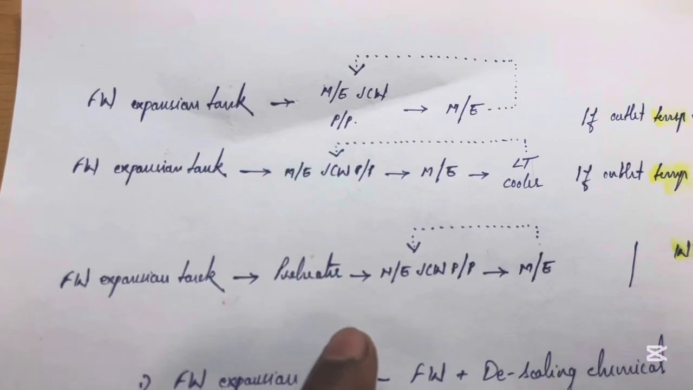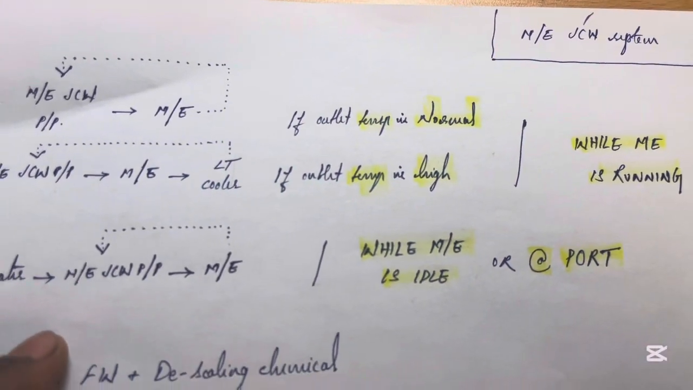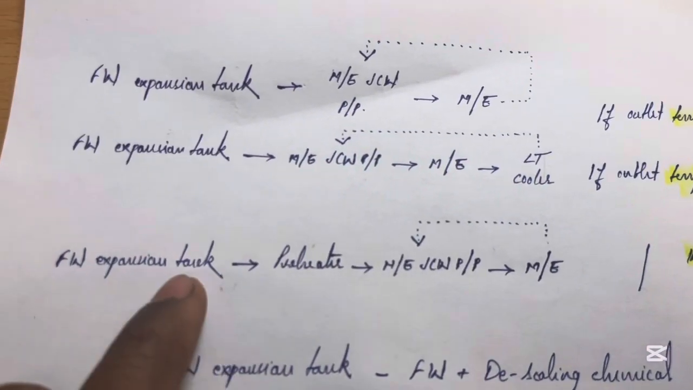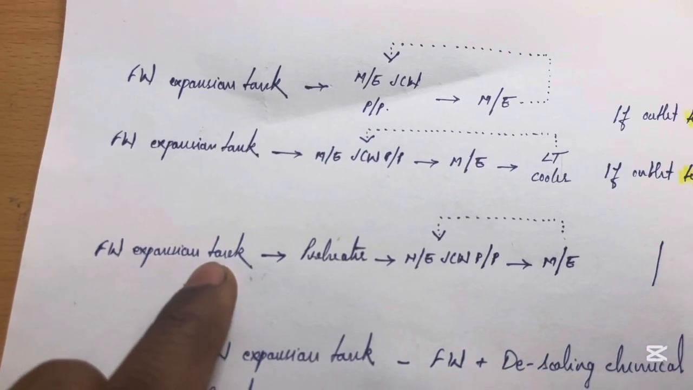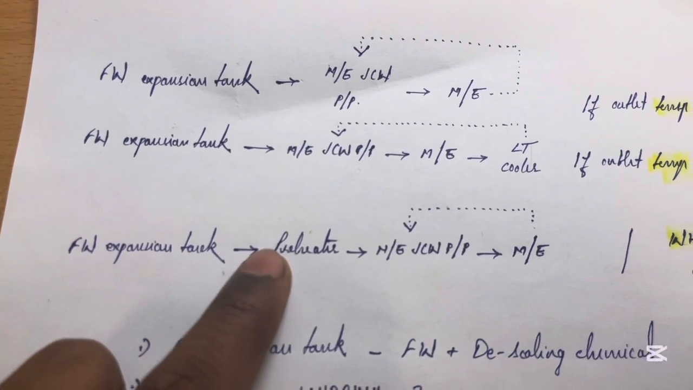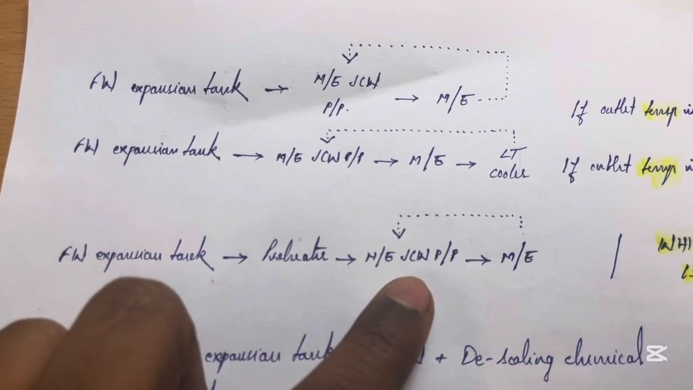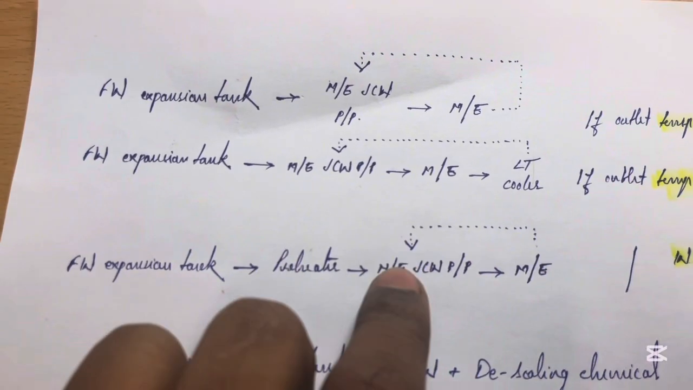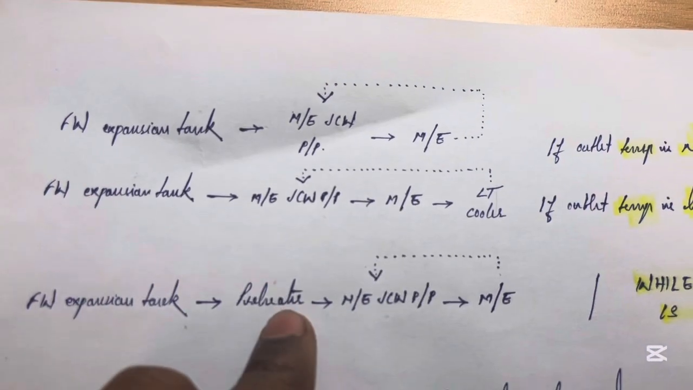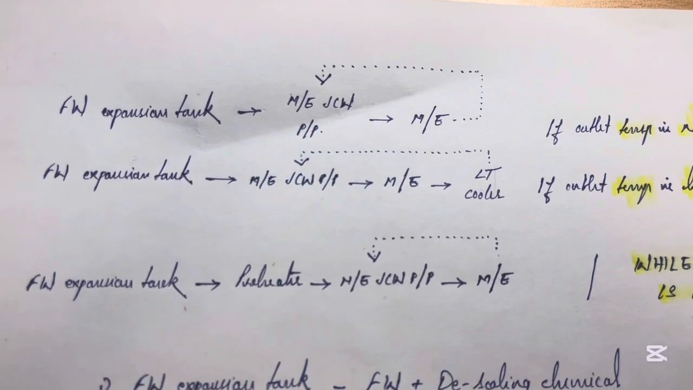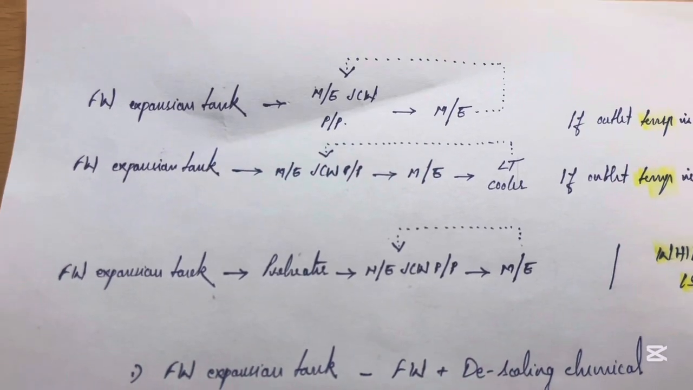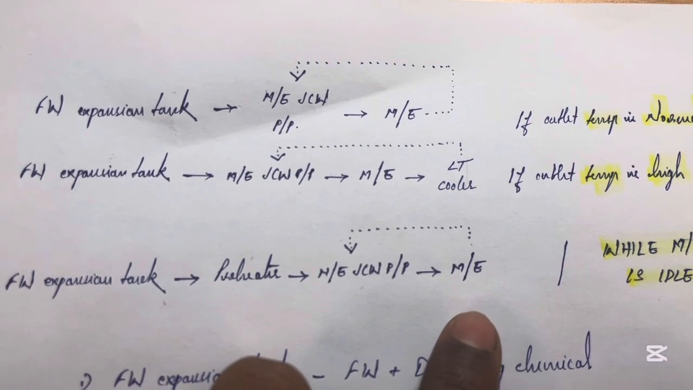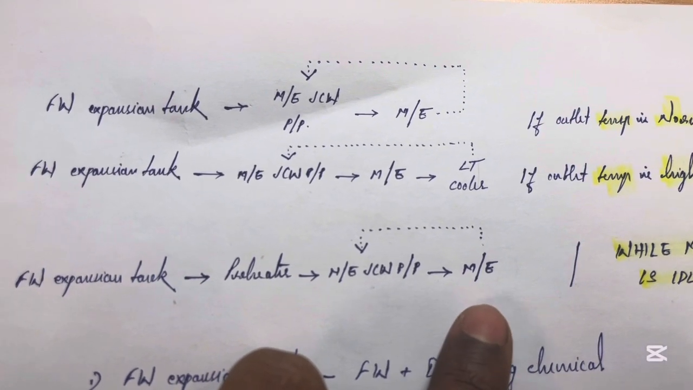Whereas when the main engine is idle, when the engine is stopped or drifting, the water stored in the expansion tank passes through a preheater and then through the main engine jacket cooling water pump, from the pump to the engine and back to the pump. We use a preheater because we cannot use colder water. The water needs to be maintained at a certain temperature, else thermal stress on the main engine will occur, which is not good for the internal parts of the engine.